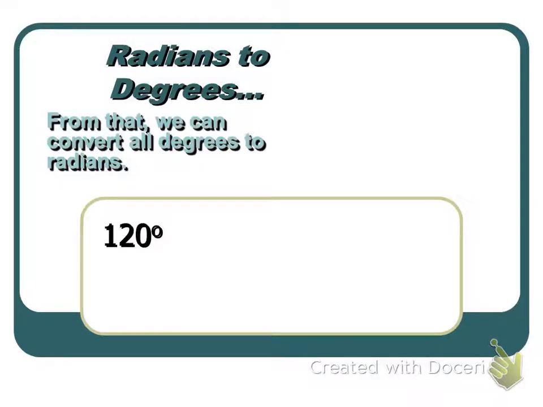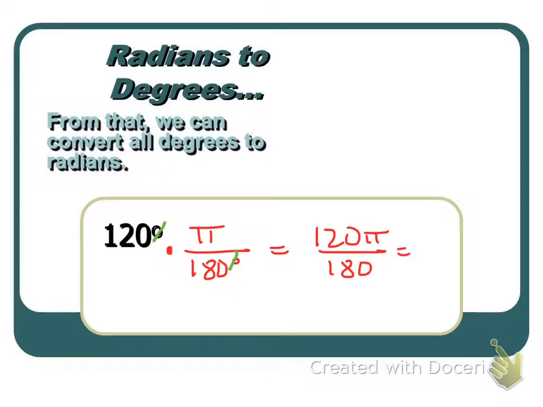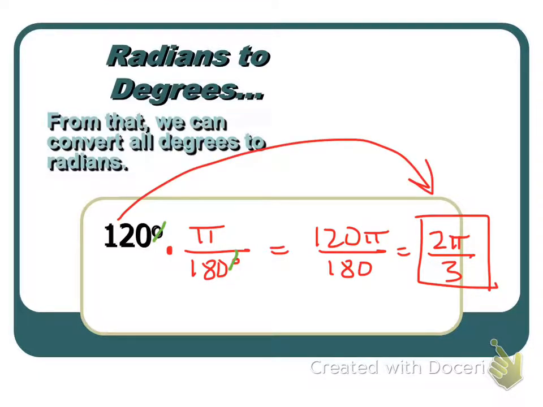So if we're converting 120 degrees to radians, I've got to use one of those unit multipliers. Which one am I going to use? Pi over 180. Why do we use pi over 180? To cancel out the degrees. That's exactly right. Whatever you want to cancel needs to go on the bottom. So the degrees will cancel, and I'm left with 120 pi over 180, which I'm going to simplify. Both of those are divisible by 60. 60 goes into 120 2 times. 60 goes into 180 3 times. So 120 degrees is 2 pi over 3.